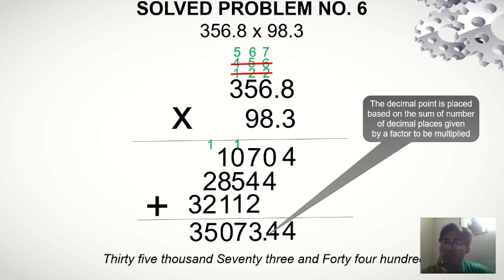The decimal point is placed on the sum of number of decimal places given by a factor to be multiplied. Ngayon, ilang decimal places meron dito sa isa? Isa lang. Tama? At meron din dito sa isa. Isa lang din. Ngayon, ilan lahat? Dalawa. Alright? Kaya isa, dito ako magsisimula. Isa, dalawa. Alright. So now, therefore, we have 35,073 and 44 hundredths.